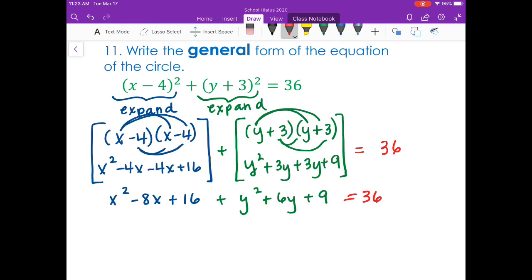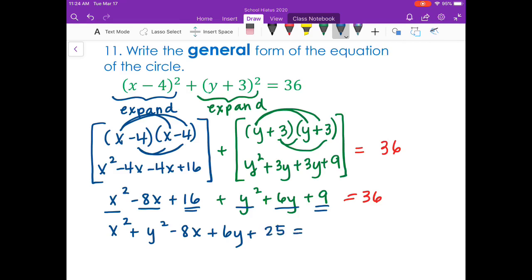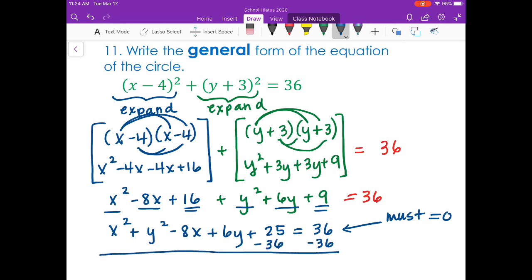We want them to be in power order and alphabetical order, so x squared will come first and then y squared. Next, we'll put negative 8x and then plus 6y. Finally, we'll combine 16 and 9 and bring down the 36. Finally, the right side of the equation must equal 0, so we'll subtract 36 to get x squared plus y squared minus 8x plus 6y minus 11 equals 0.